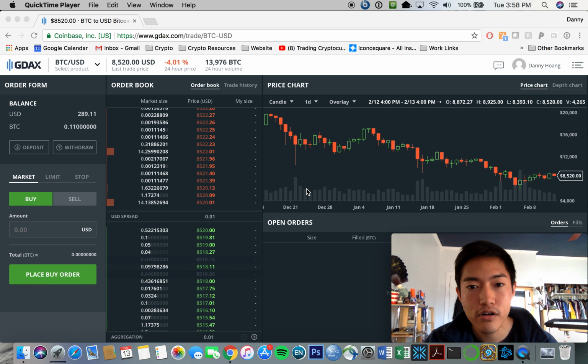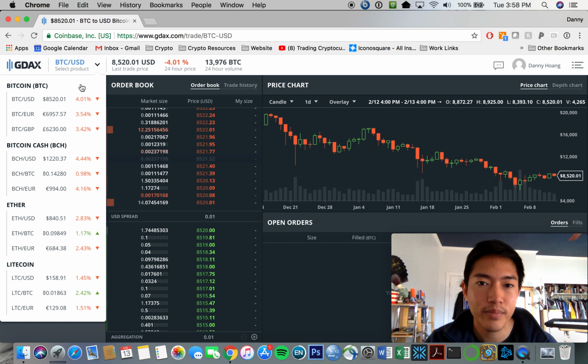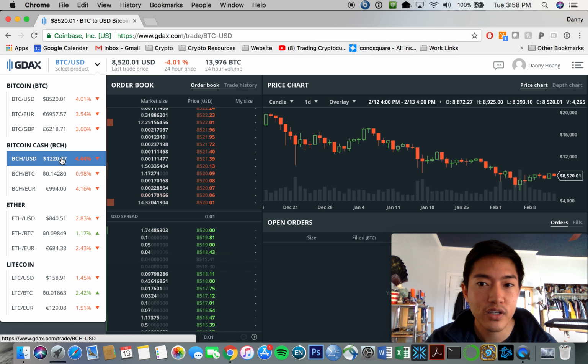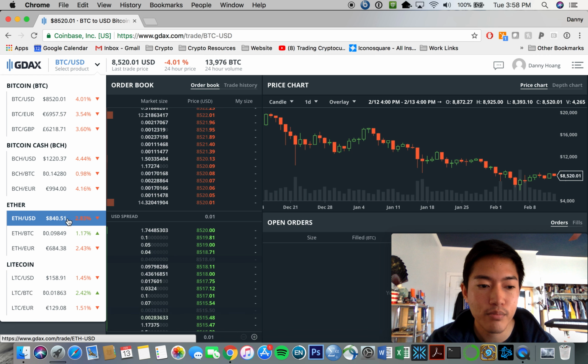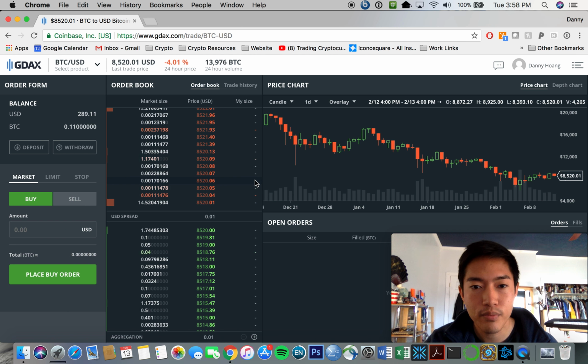So once you create your accounts, you'll end up with a screen that looks like this. In the top left, you can navigate between different coin pairings. Right now we're on the Bitcoin and US dollar pairing. But if you'd like to look at the Bitcoin Cash pairing or the Ethereum pairing or the Litecoin pairing, you're free to do so. For now, let's stick with the Bitcoin pairing. Everything on this page is related to Bitcoin versus the US dollar.